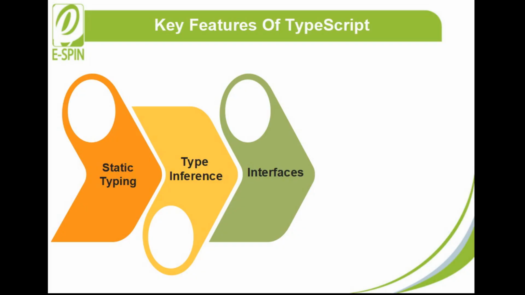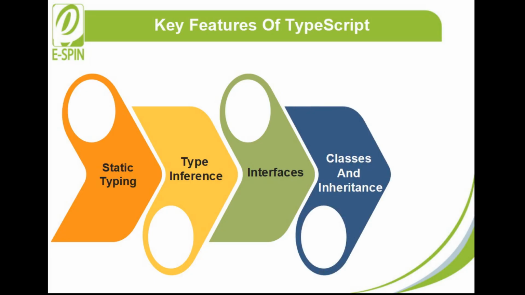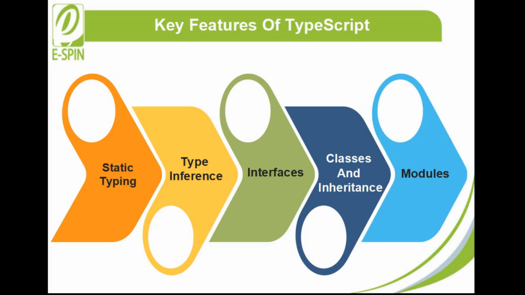3. Interfaces, define the structure of objects and enforce contracts in the code. They ensure that objects adhere to specific shapes, promoting consistency and reducing errors. 4. Classes and inheritance, allows developers to create modular and reusable code with clear hierarchies. 5. Modules, enables the organization of code into separate files and logical units.